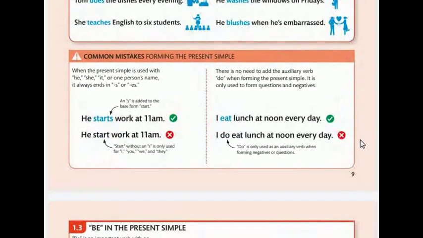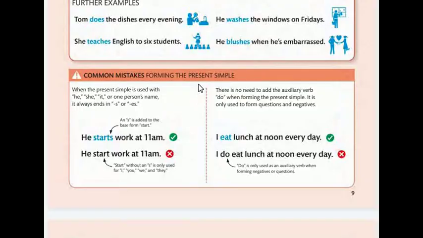Common mistakes. Forming the present simple. When the present simple is used with he, she, it, or one person's name, it always ends in s or es. He starts work at 11 a.m. is correct. He start work at 11 a.m. is incorrect. Start without s is only used for I, you, we, and they.